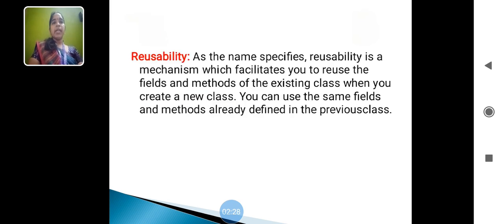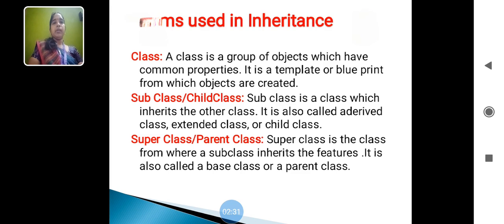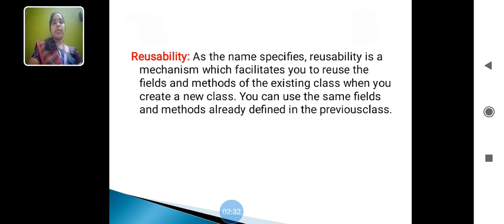Next one is reusability. As the name specifies, reusability is a mechanism which facilitates you to reuse the fields and methods of an existing class. When you create a new class, you can use the same fields and methods already defined in the previous classes.